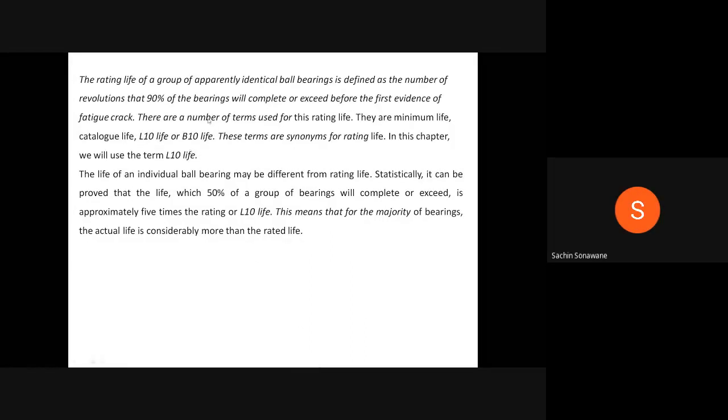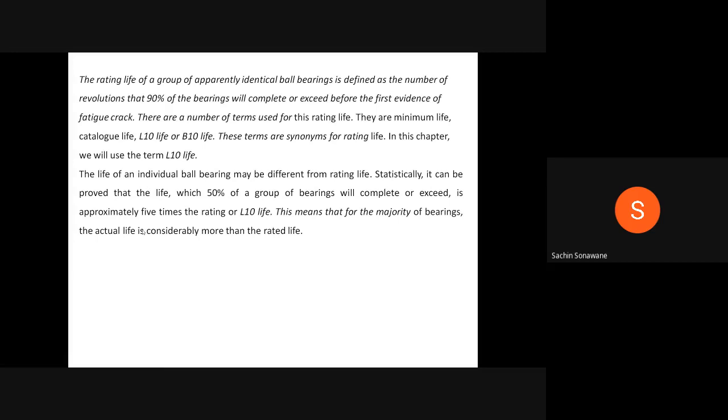Therefore, the rating life of a group of apparently identical ball bearings is defined as the number of revolutions that 90% of the bearings will complete or exceed before the first evidence of fatigue crack. There are a number of terms used for this rating life. They are minimum life, catalog life, L10 life, or B10 life. These terms are synonyms for rating life. In this chapter, we will use the term L10 life.